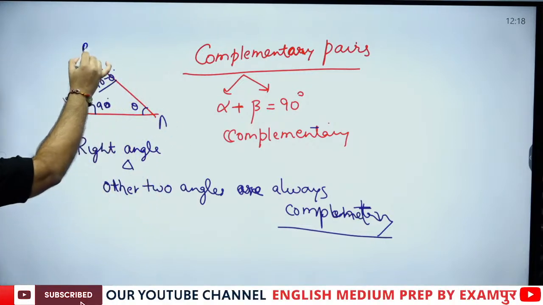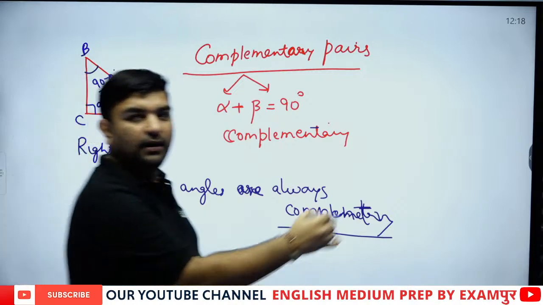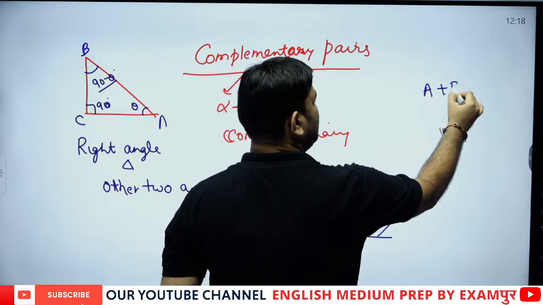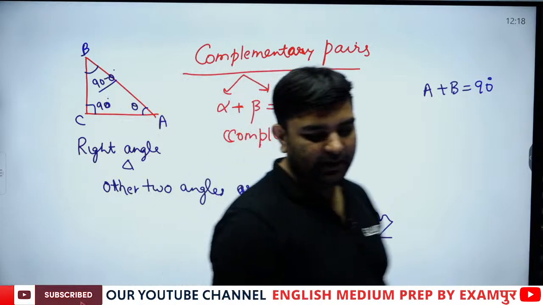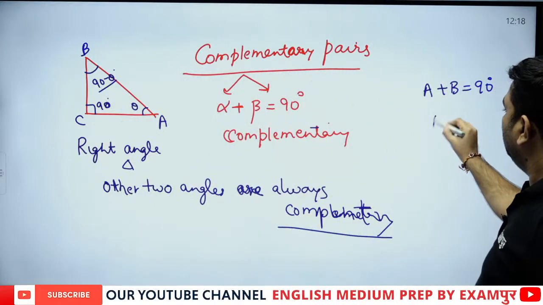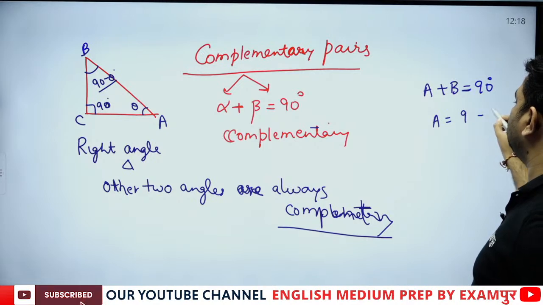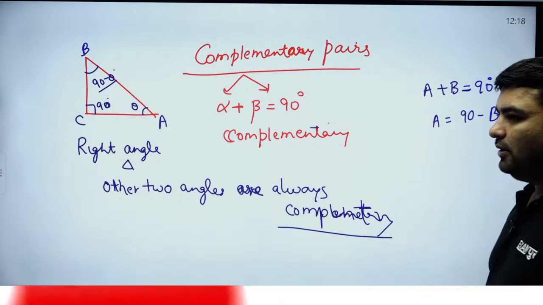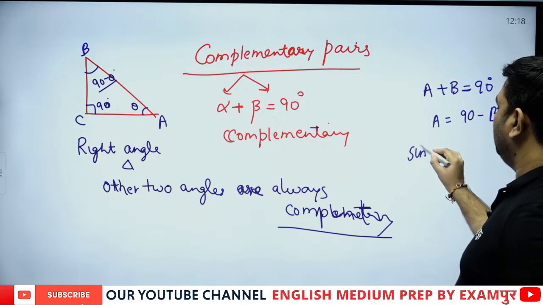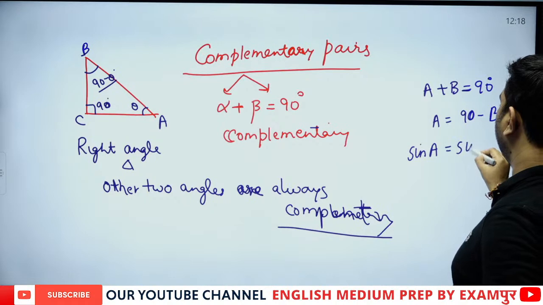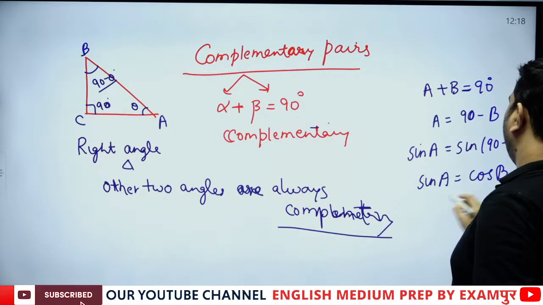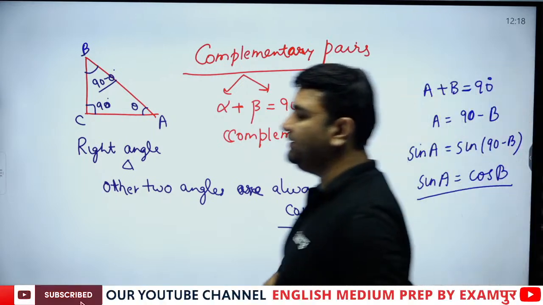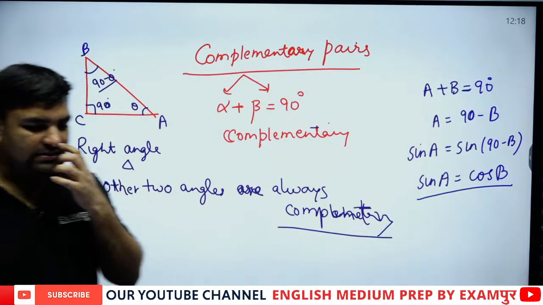Cool. So if this is A, this is B, this is C, then I can say A plus B is 90. If I take B on that side, then A is equal to 90 minus B. If I take sine on both sides, then sine of A is equal to sine of 90 minus B, and sine of 90 minus B is cos B. Sine 90 minus theta is cos theta.